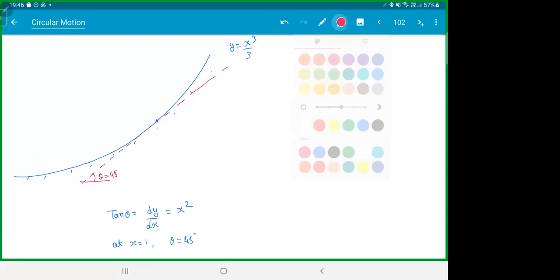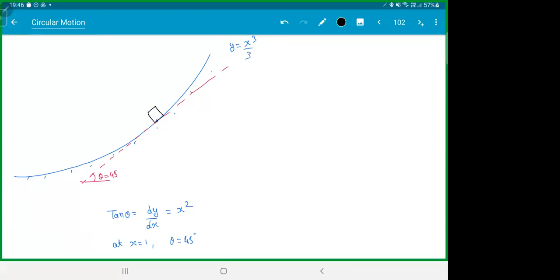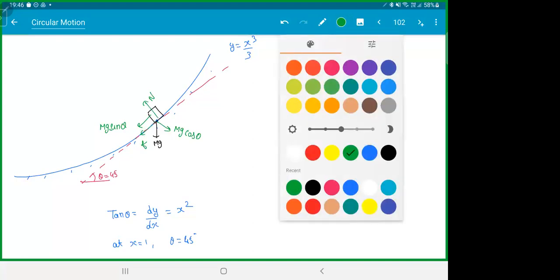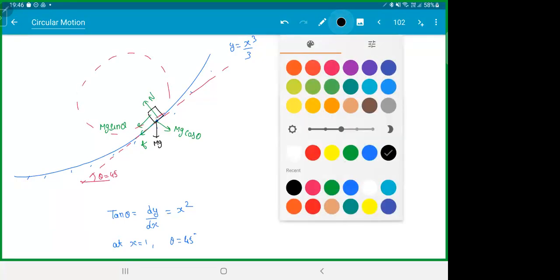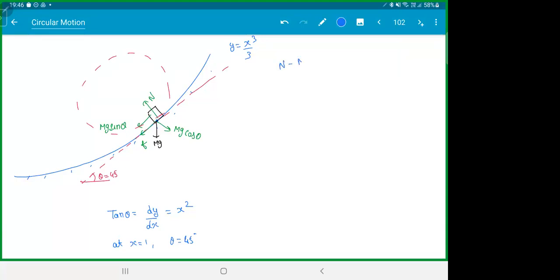So if you look at the FBD of this block, this is mg. The components will be mg cos theta, mg sin theta, normal reaction, and friction. These are all the forces. Now, the most common mistake people make is they write N is mg cos theta, which is not true. Here N minus mg cos theta is what we get.